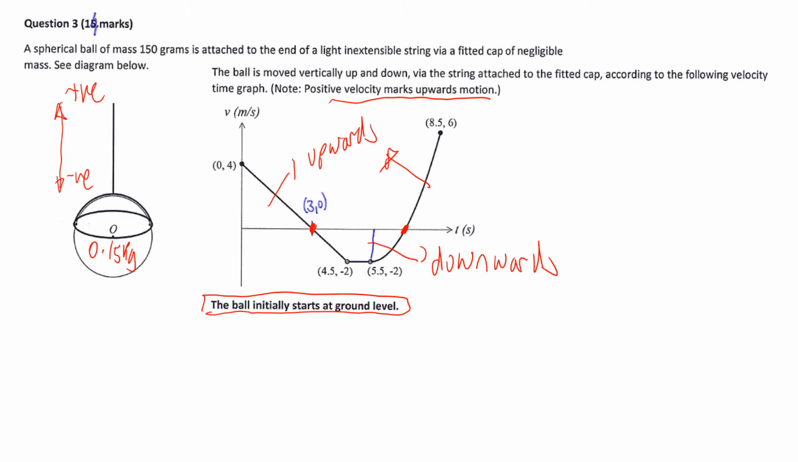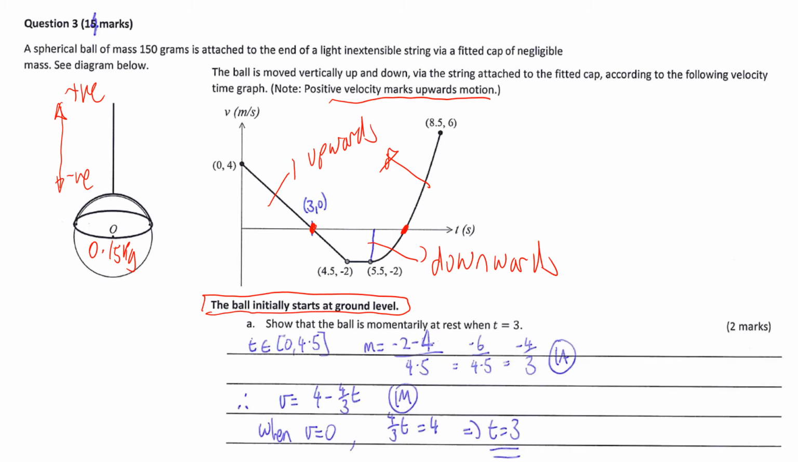Okay, let's begin. Show that the ball is momentarily at rest after 3 seconds. So you can see the graph is linear between t equals 0 and t equals 4.5. And we're given the initial velocity and its final velocity of 2 downwards, 2 meters per second downwards after 4.5 seconds. But what we've got is a constant acceleration throughout that journey.